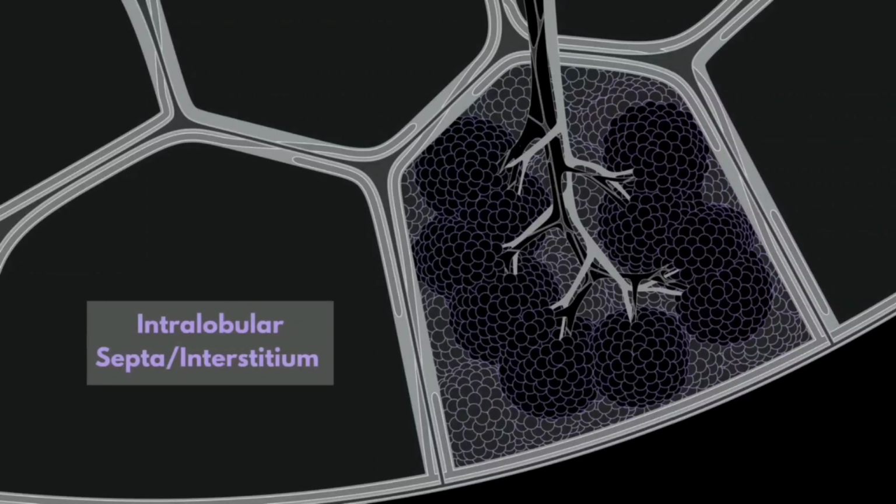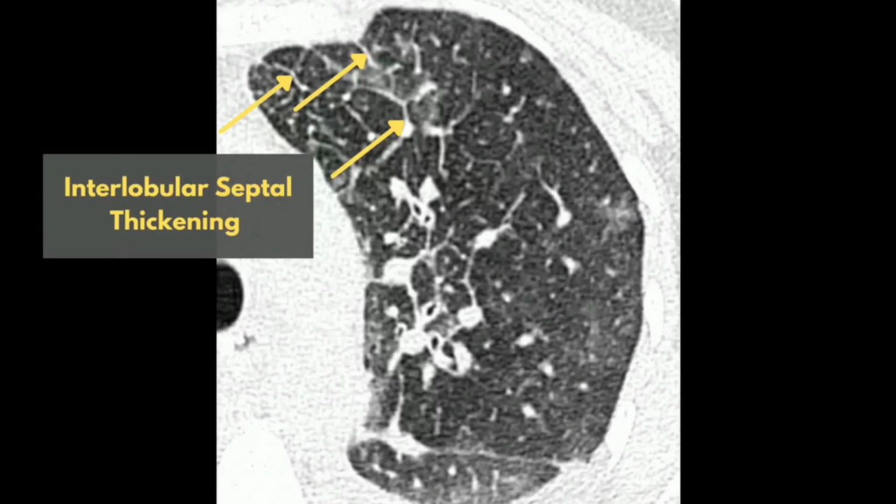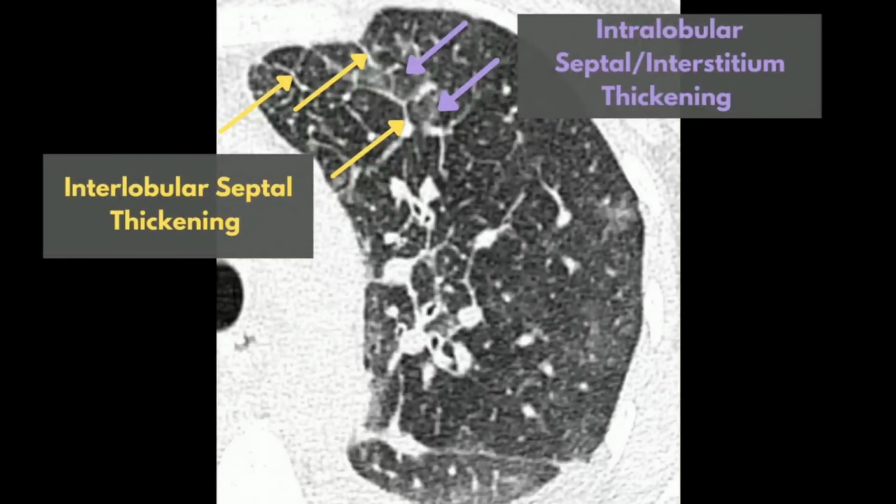In addition to the arterioles and bronchioles, within the secondary lobule are a series of mesh-like connective tissue fibers called the intralobular septa or interstitium, seen here in purple. The intralobular interstitium supports the various structures by attaching them to the interlobular septa surrounding the lobule. This is a CT from a patient with carcinomatosis from gastric cancer. Here we see both interlobular septal thickening and ground glass inside the secondary lobule due to intralobular interstitial thickening.